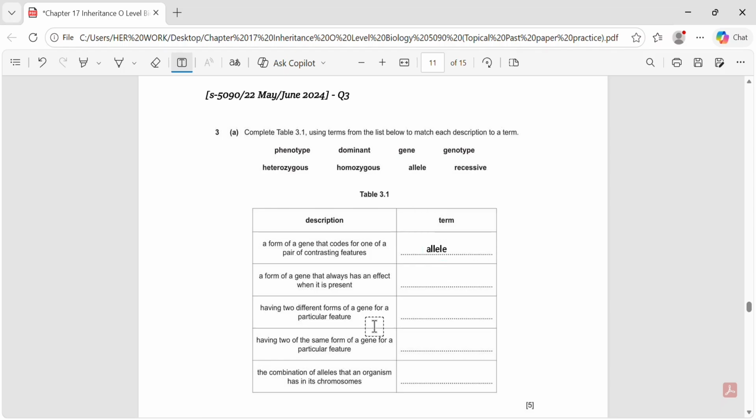The second description is a form of a gene that always has an effect when it is present. The correct term is dominant. The third description is having two different forms of a gene for a particular feature. The correct term is heterozygous. The fourth description is having two of the same form of a gene for a particular feature. The correct term is homozygous. And the final description is the combination of alleles that an organism has in its chromosomes. The correct term is genotype.